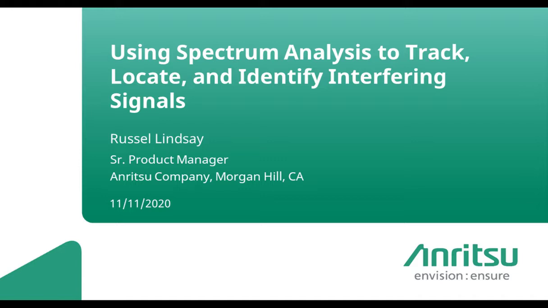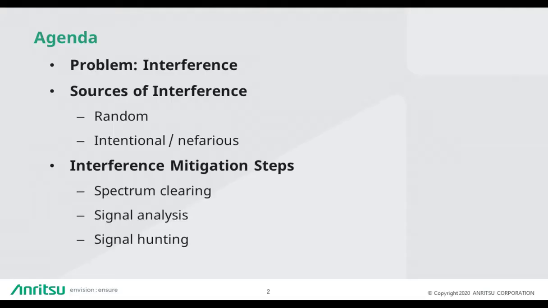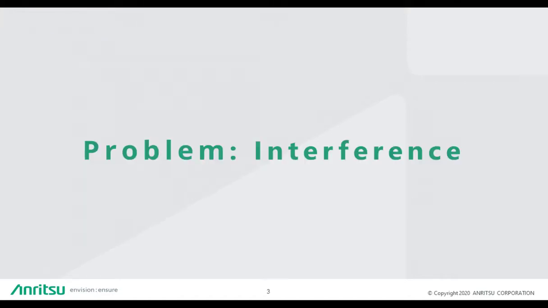So today we are going to be focusing on spectrum analyzer tools that can help you track, locate, and identify interfering signals. Just a brief overview of our agenda. We'll talk a little bit about the problem of interference, where it comes from, why it's important to get rid of it, and then we'll go through some of the sources of interference, and then talk about mitigation steps and tools that you can use to do those mitigation steps.